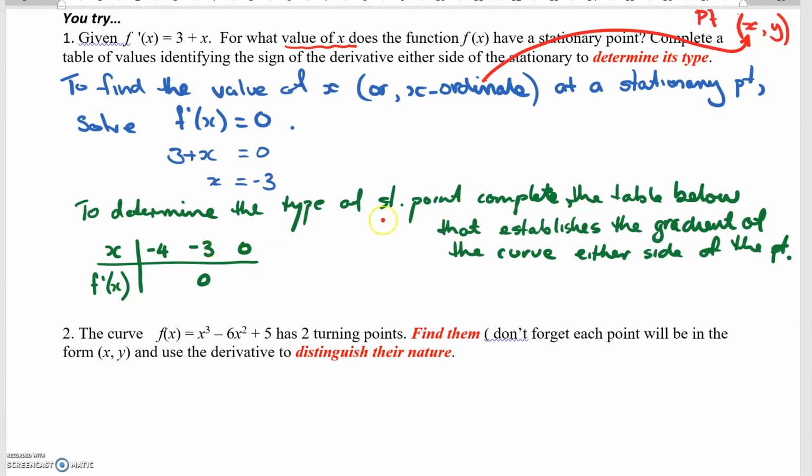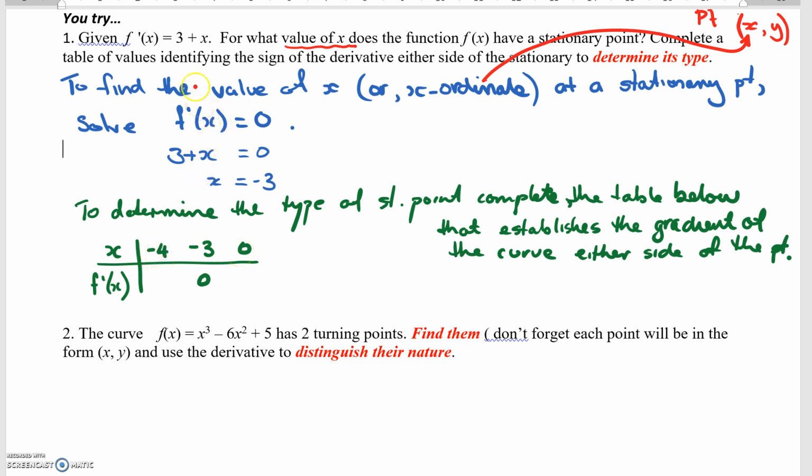Determine the type. To determine the type of the stationary point, complete the table below that establishes the gradient of the curve either side of the point. So it's all happening when x is -3. So I've chosen -4, and I've chosen 0. I could have chosen -2, I could have chosen -1, but I know that there aren't any other stationary points, because when I solved this I only got one value of x, so I can go as far away or as close as I like to x is -3 to test what's happening to the gradient.